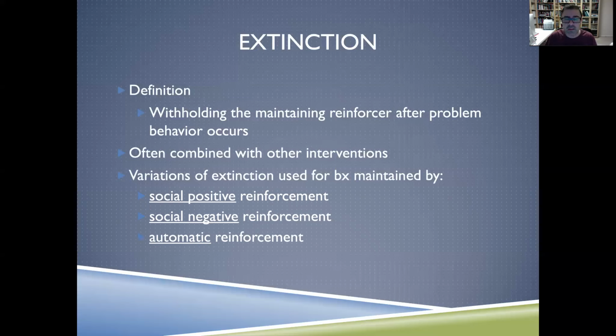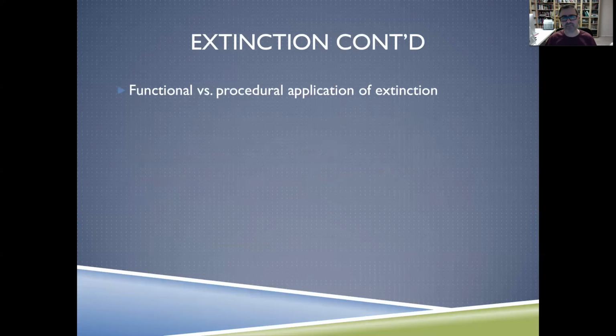And of course, there might be extinction of automatic reinforcement. So we'll give some examples of that too. And remember, you may have positive or negative automatic reinforcement, but again, with automatic reinforcement, usually the reinforcer is not being produced by someone else, it is being produced by the outcome of the behavior. The behavior produces the reinforcer. No one needs to be around. We'll give examples of that.